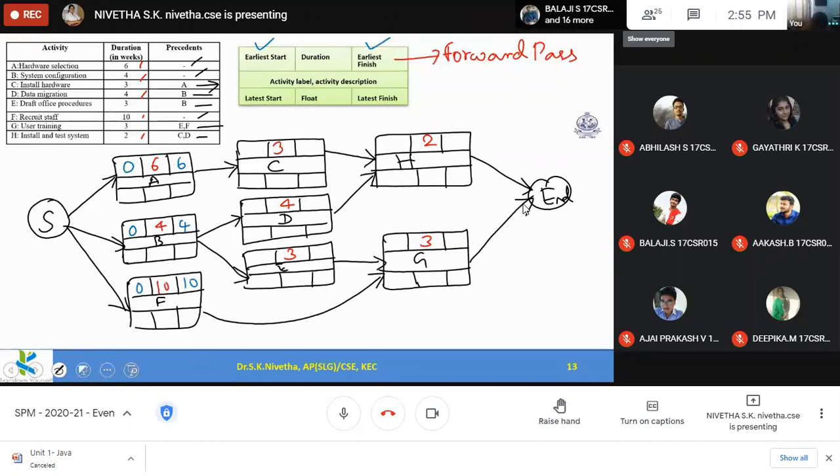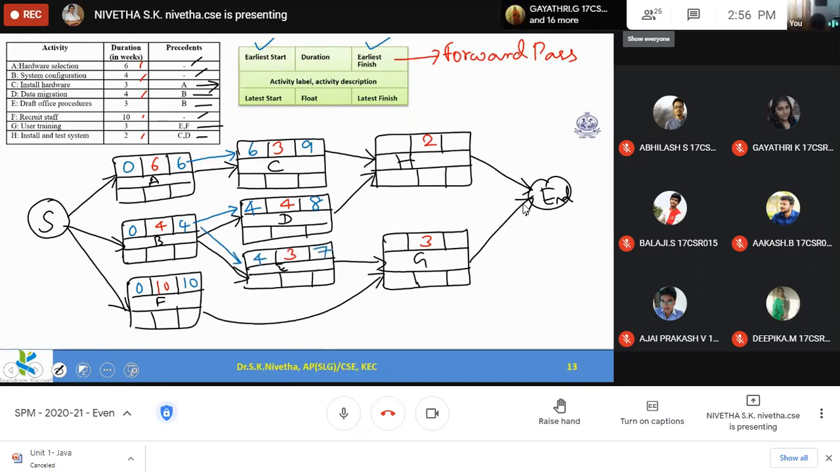So only at the 6th week I can start C. So 6 plus 3 becomes 9. After C is over, I can start H, but D also I should know. So I am waiting for that. After B is over, I can start D, so only during the 4th week I can start this. 4 plus 4 becomes 8. After D is over, I can start E. 4th week, 4 plus 3 becomes 7.